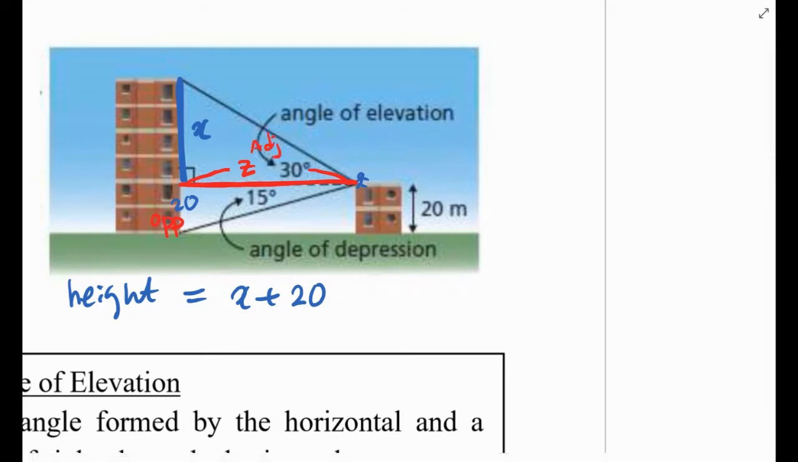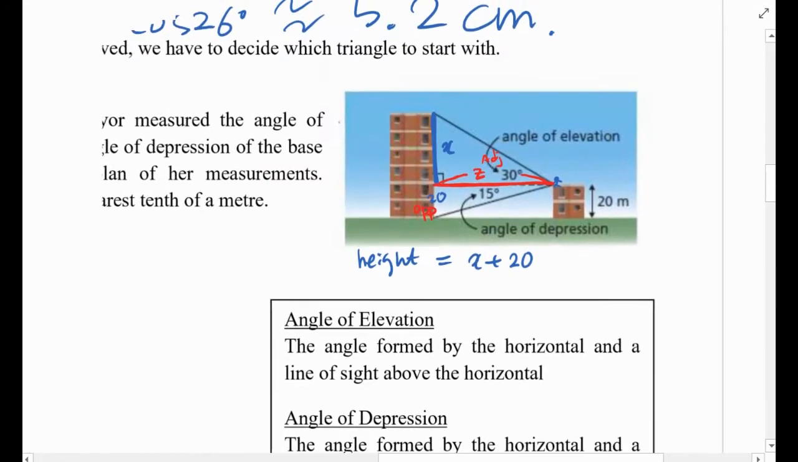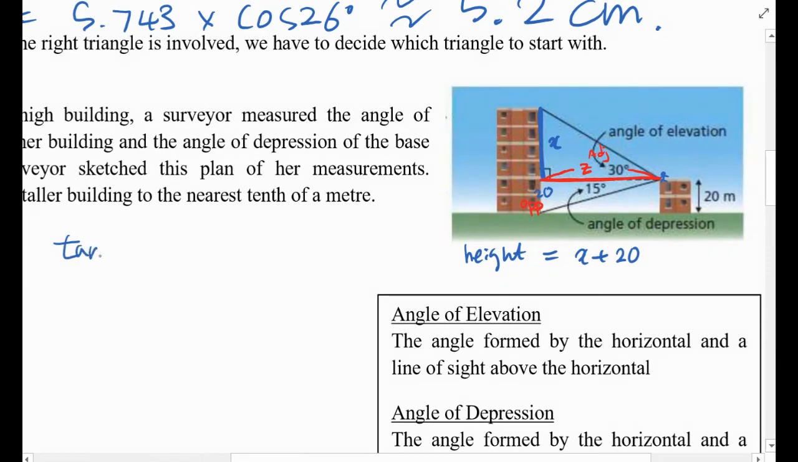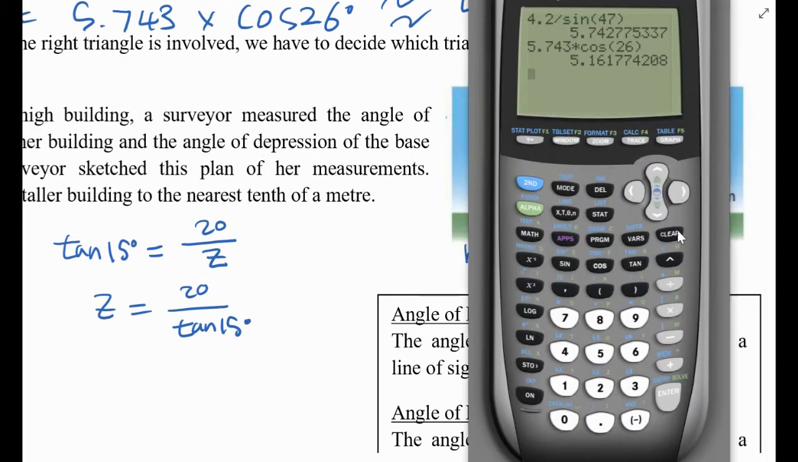So opposite over adjacent, OA, which is TOA. So tangent 15 is opposite, which is 20, over adjacent, which is z. Then z will be 20 over tangent 15. Okay, 20 divided by tangent 15. So that's 74.64.